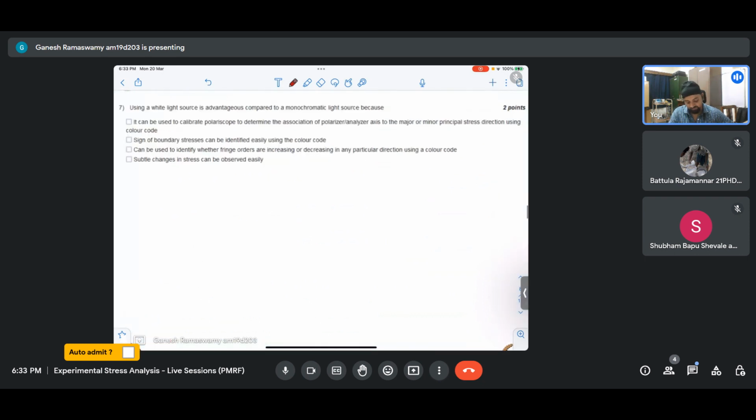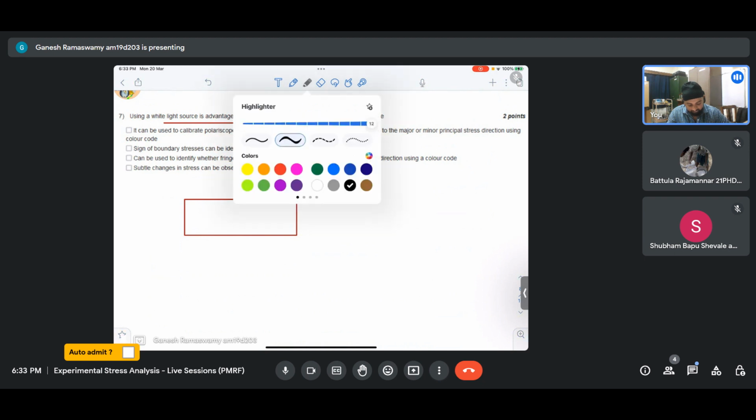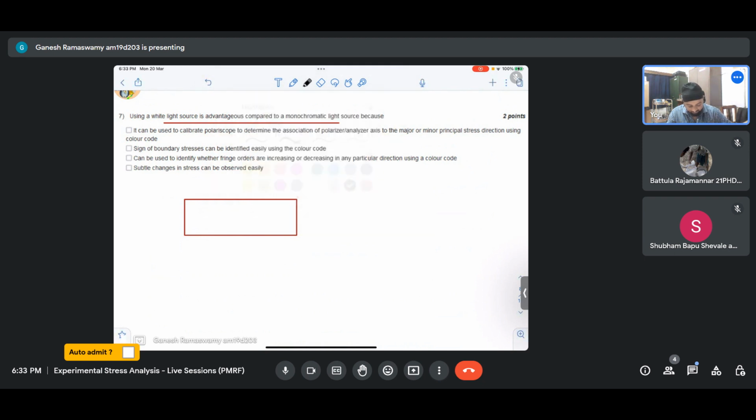Using a white light source is advantageous compared to a monochromatic light source because of which of the following? It can be used to calibrate the polariscope to determine the association of polarizer analyzer axis to the major and minor principal stress directions using a color code. Is this true? Yes, exactly. So let us take, for example, a beam under 4-point bending. And if we just take the sections where we have fringes equally distributed, we'll be able to see that these will be our fringes.